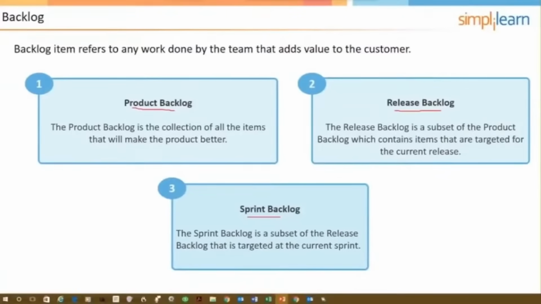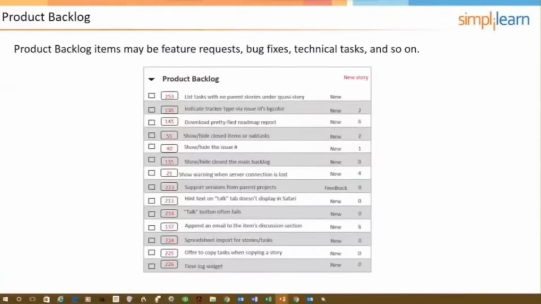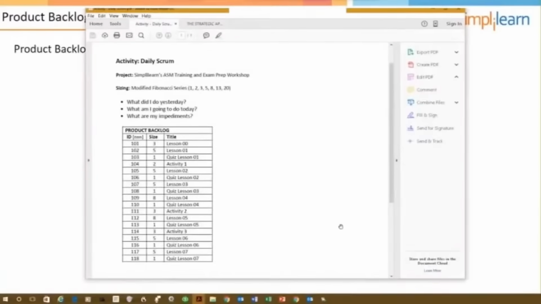And so if you look at it in sequence, the product backlog is the overall scope of the project. The release backlog is a subset of the product backlog, and then the sprint backlog would be a subset of the release backlog. The product backlog might look something like this. It's a list of user stories that are written by the product owner and are going to be developed by the team members. And we had a product backlog for the thing that we did this morning, right? So here's another example of a product backlog.